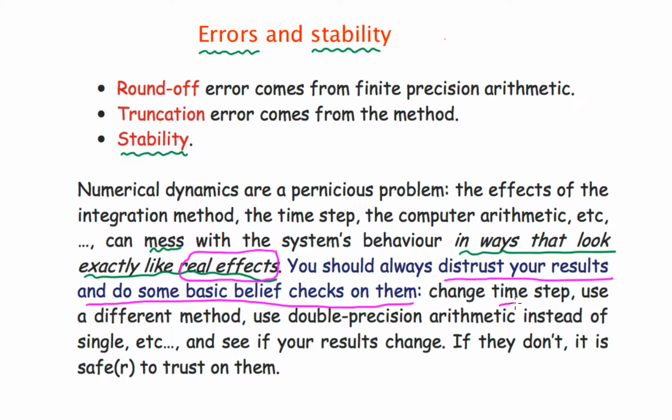Change, for example, the time step, or use a different method, or use double precision arithmetic instead of single precision, etc., and see if your results change. If your results change, it's not good. It means that probably what you're getting is not something which can be considered real, but some strange artifact associated with some of the errors that we are making here. And sometimes it might be related with the stability. So it's important to check that.